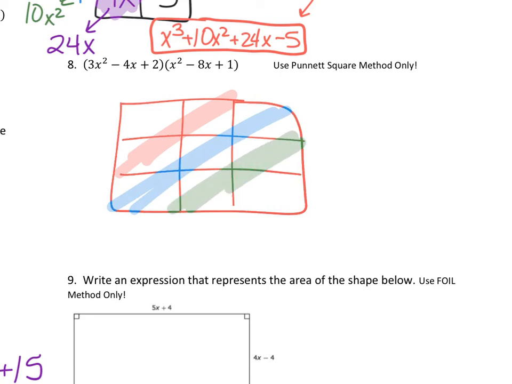I'm not going to ask you a question this crazy. Test writers for the STAR have not asked a question this crazy. Usually they ask binomial times binomial, but one time they asked binomial times trinomial. So as long as we can do the Punnett square like number 7, we're set.